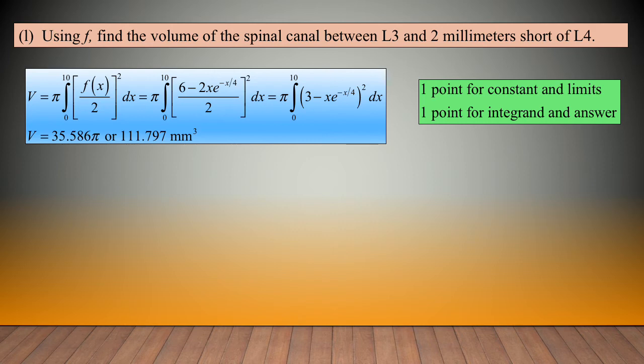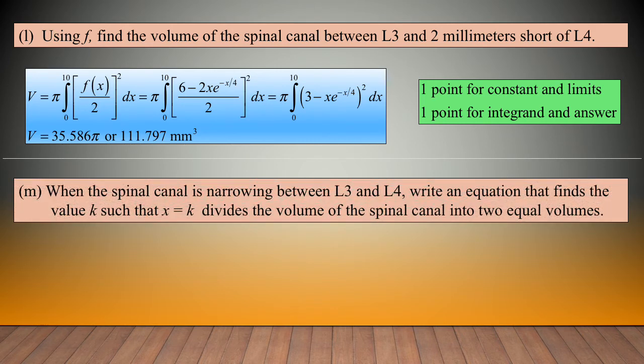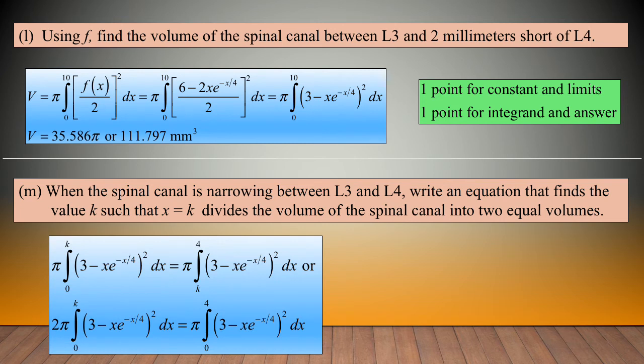M reads, when the spinal canal is narrowing between L3 and L4, write an equation that finds the value k such that x equals k divides the volume of the spinal canal into 2 equal volumes. We saw in part J that our spinal canal was narrowing between x equals 0 and x is equal to 4 millimeters. So there are 2 possible answers we can use here.